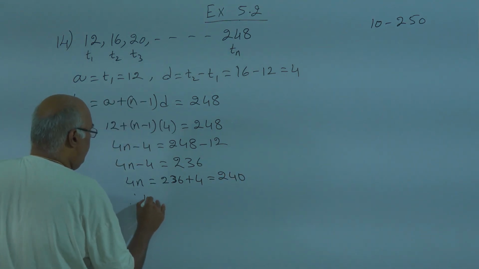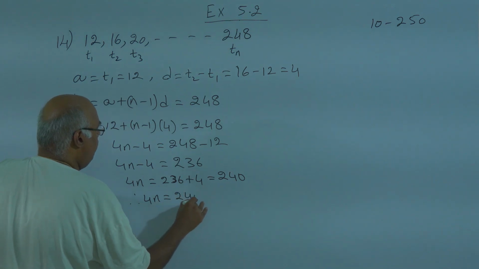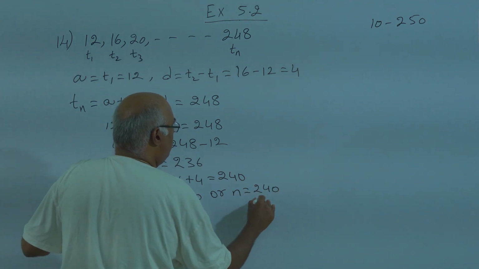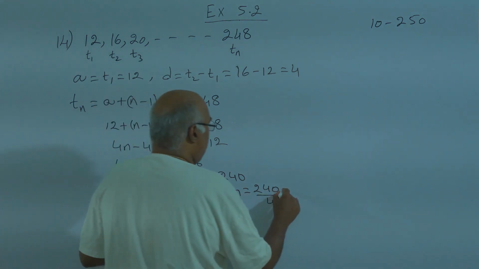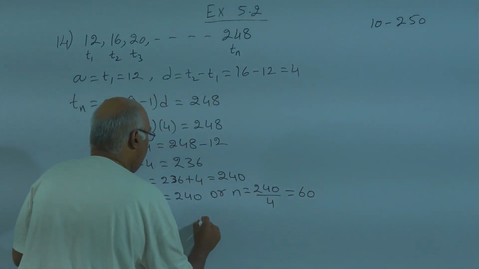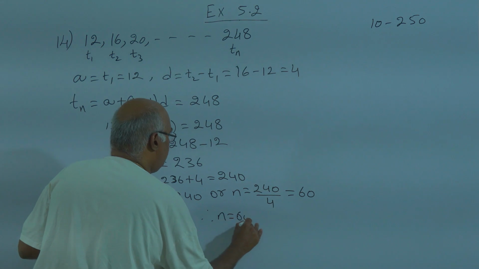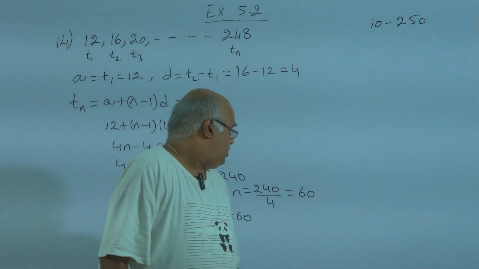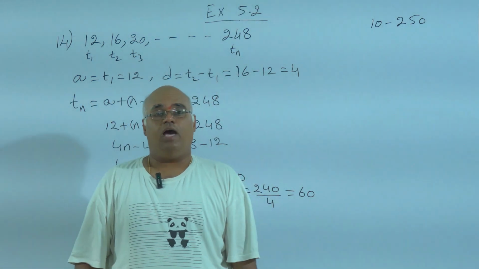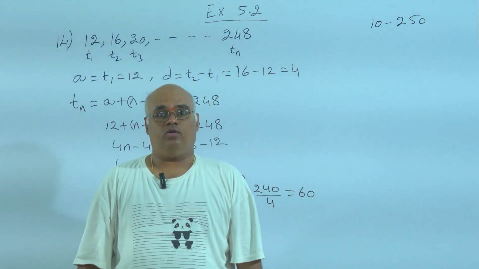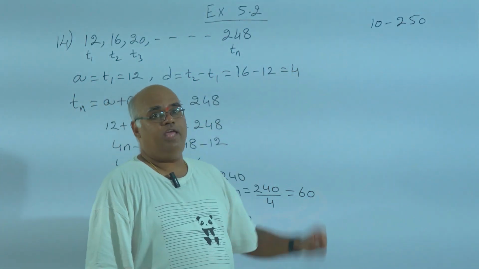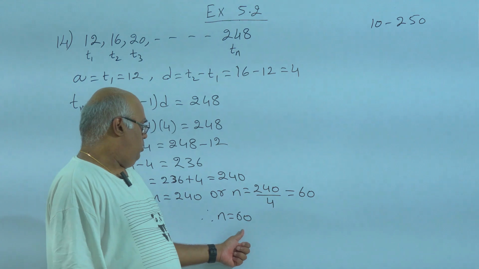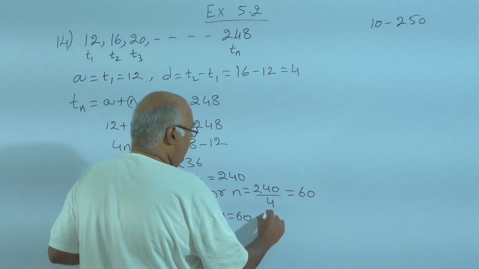Therefore, 4n is equal to 240, or n is equal to 240 by 4. This is equal to 60. So the value of n is equal to 60. That means between the numbers 10 and 250, there are 60 numbers which are multiples of 4. So there are a total of 60 numbers between 10 and 250 which are exactly divisible by 4. So this is the required answer.